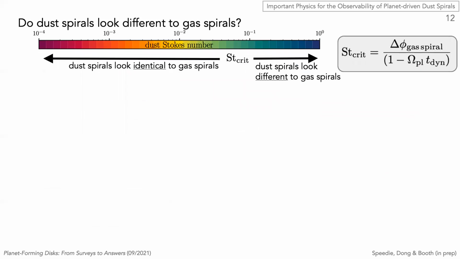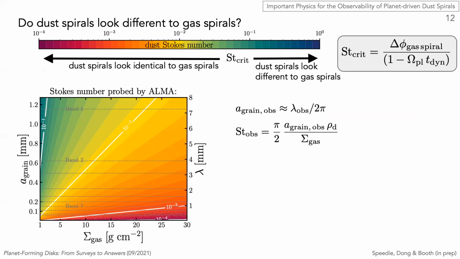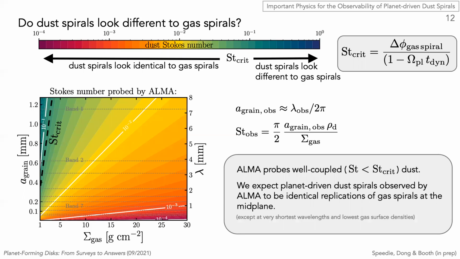So what does this mean for ALMA observations? For a range of gas surface densities, we can calculate the Stokes number that ALMA probes in bands 1 through 10, assuming that the observed grain size is a factor of 2 pi smaller than the wavelength that you're observing at. Overlaying the critical Stokes number on this plot, we make a very important conclusion. ALMA probes well-coupled dust with Stokes numbers less than the critical Stokes number. So we expect dust spirals observed with ALMA to be identical replications of their gas spiral counterparts at the midplane, barring, of course, geometric inclination effects.